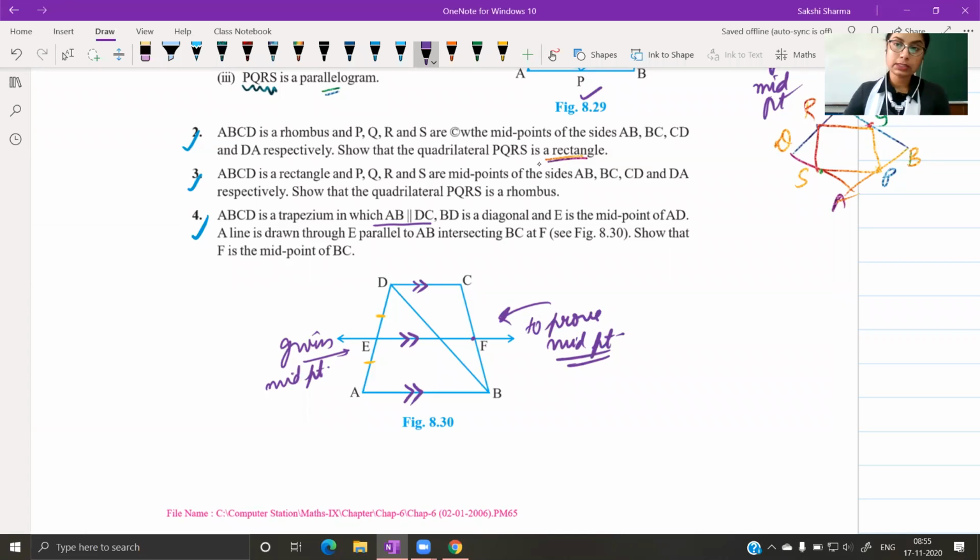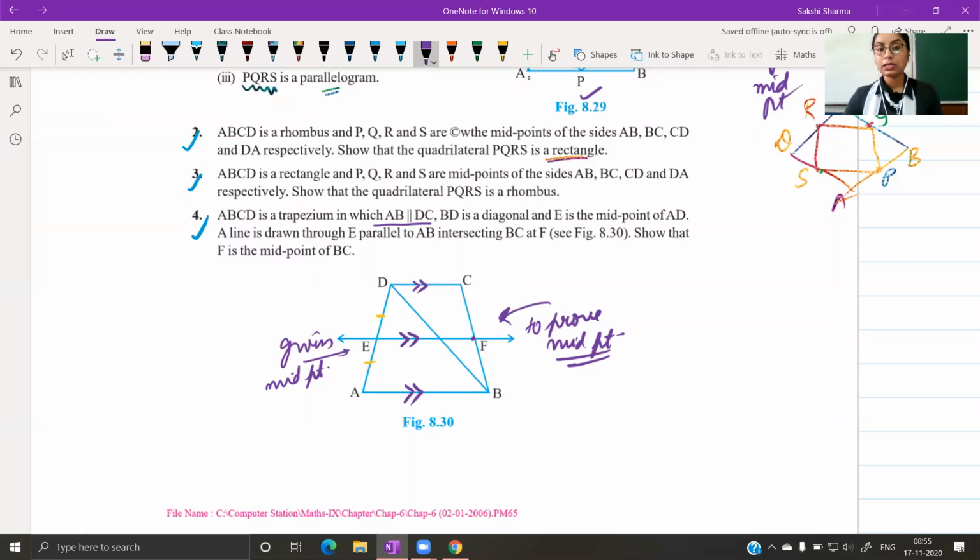Now, you have 2 results before this exercise. One is the midpoint theorem and the other one is the converse of midpoint theorem. How do we find out which one will be applicable here? Depending on how many midpoints are given to you. If you compare the 2 results, in the midpoint theorem, you're given 2 midpoints. For 2 sides of a triangle, the midpoints are given, and the line segment which connects those midpoints is parallel to the 3rd side.